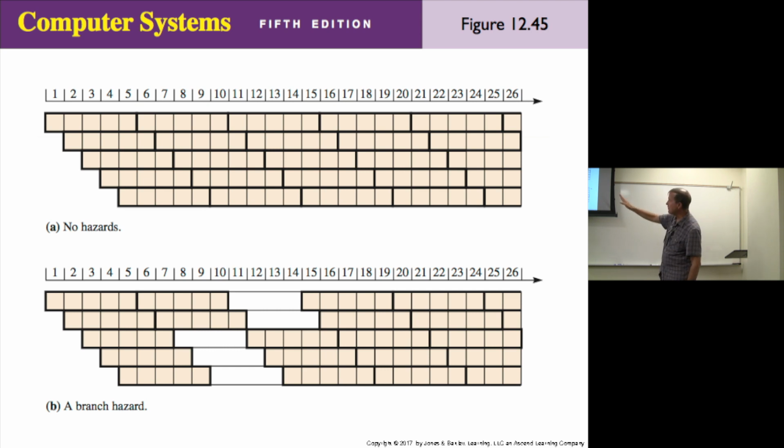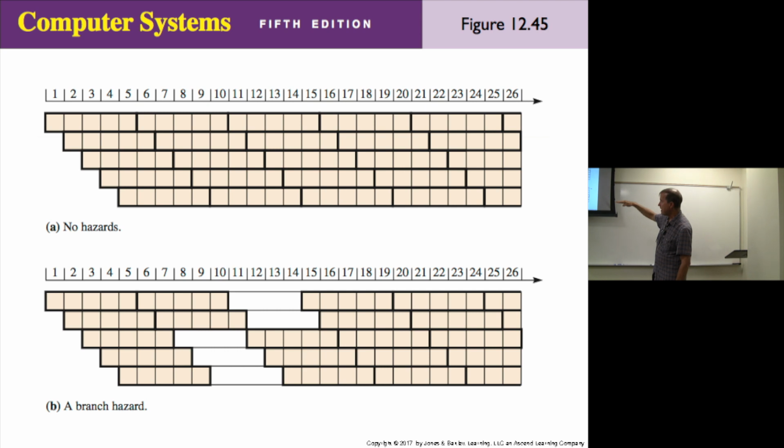And we can see that with no hazards, with no bubbles, once we get up to cycle 5, all those 5 things are happening concurrently, and we've speeded up the computation by 5 times. 5 times more instructions per second are processed. Now, part B shows what happens if we have a branch hazard. Now, let's trace through part B.